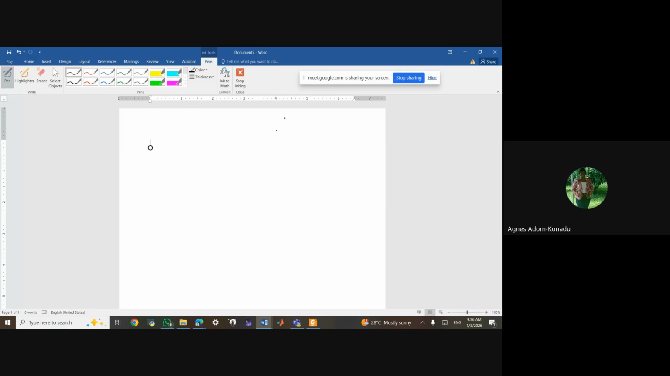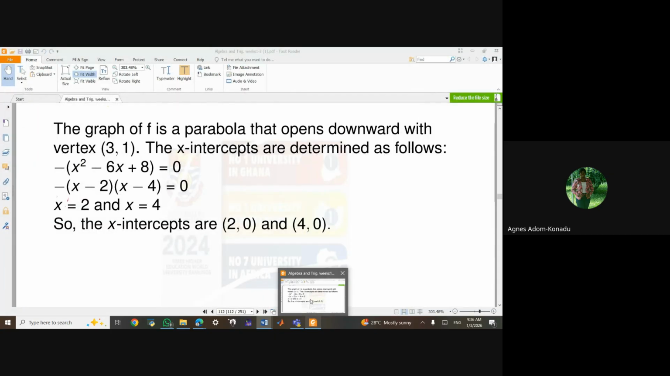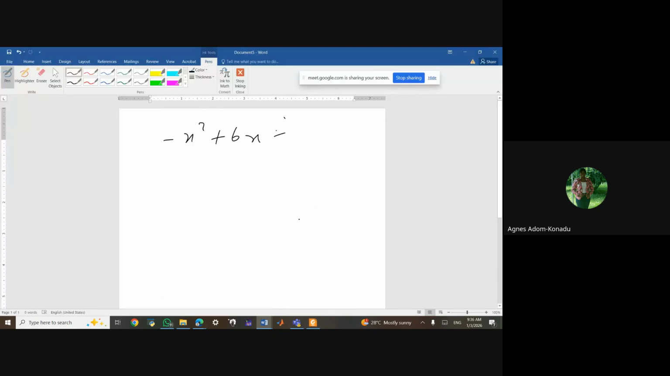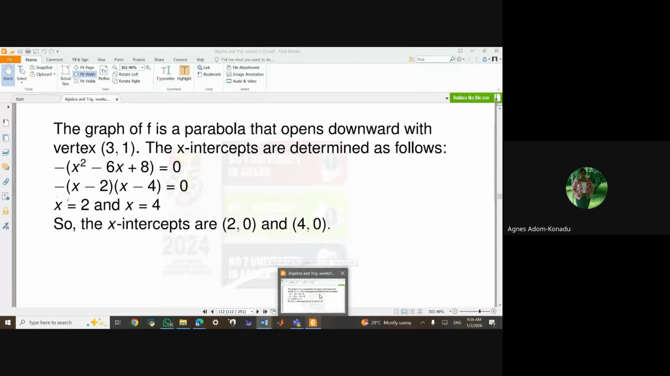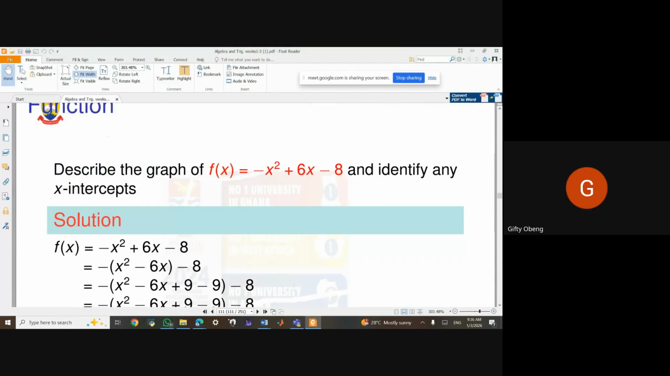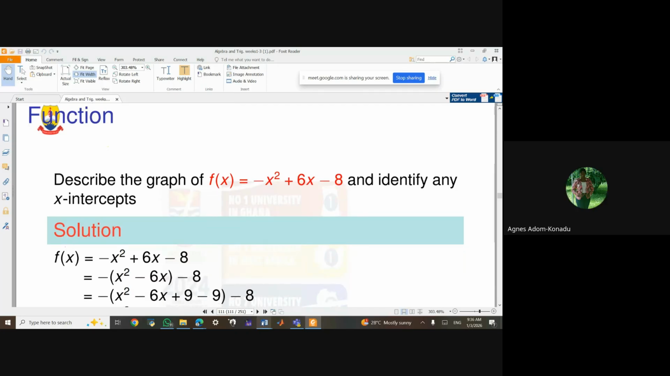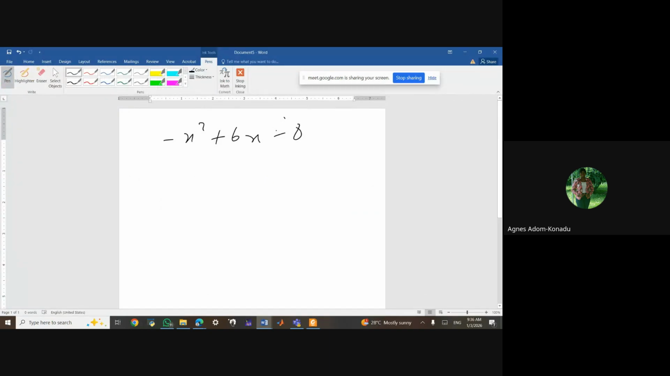Okay, so let's continue. To find the intercept, the function is negative x squared plus 6x minus 8 equal to 0. Is it plus 8 or minus 8? Minus 8. So we know that to find the x-intercept, we have to solve this. To solve this, we can divide through by -1, which gives x squared minus 6x plus 8 equal to 0.